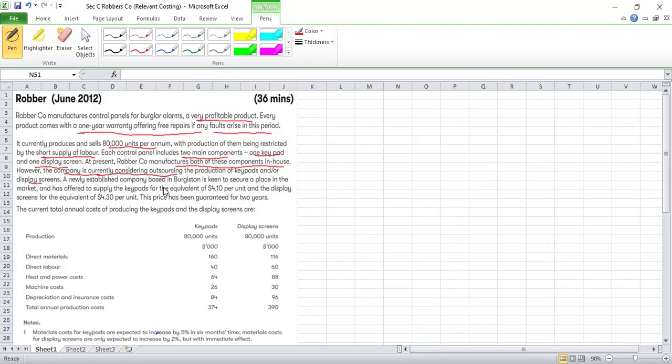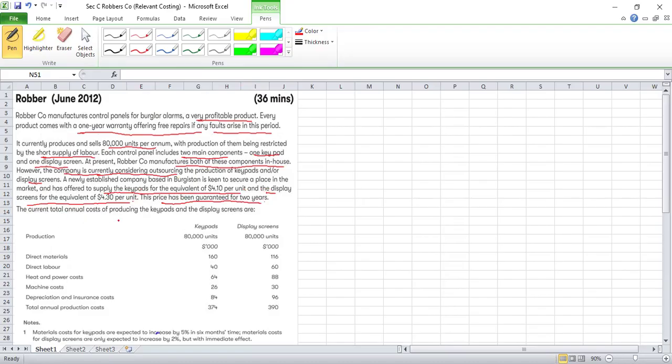A newly established company based in Kyrgyzstan is keen to secure a place in the market and has offered to supply the keyboard for the equivalent of 4.1 per unit, and the display screen for the equivalent of 4.3 per unit. The price has been guaranteed for 2 years. Okay, so this price is fixed for the 2 years.